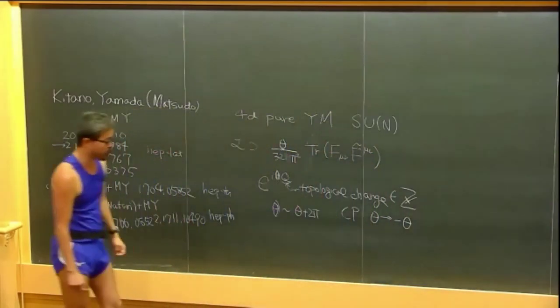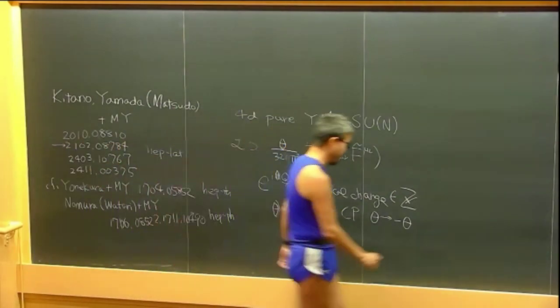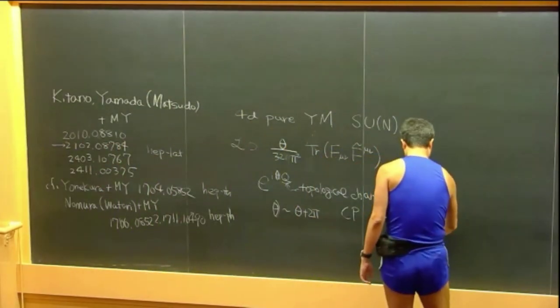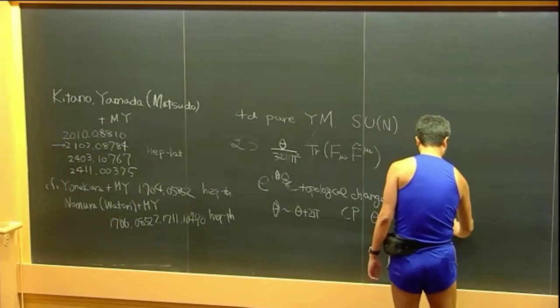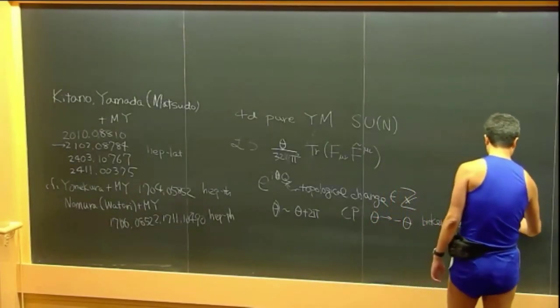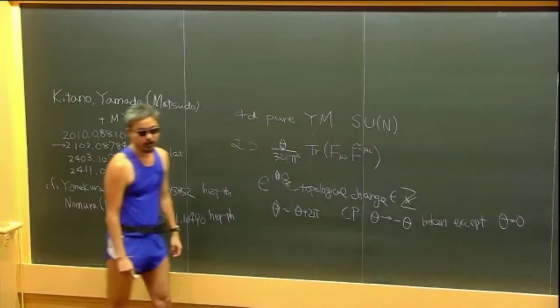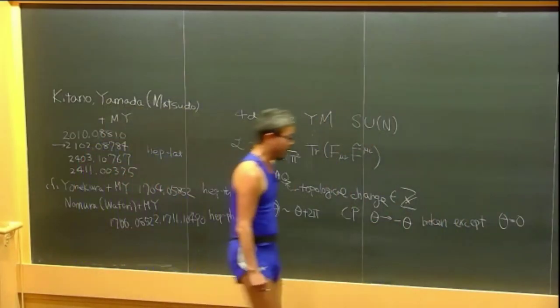So at a generic value of the parameter theta, CP is broken explicitly by this Lagrangian. But of course there are exceptions. So it is broken in general, except at special points. For example, theta equals 0: 0 goes to 0, so it's fixed. But also at pi.